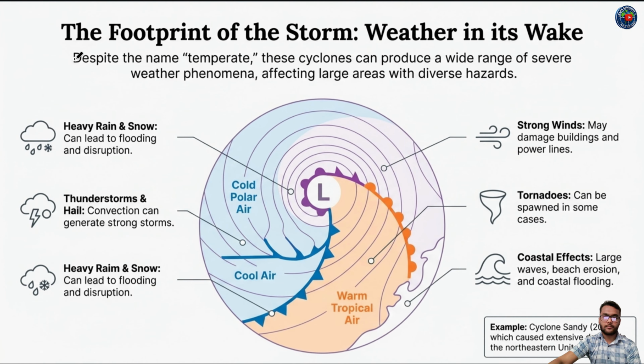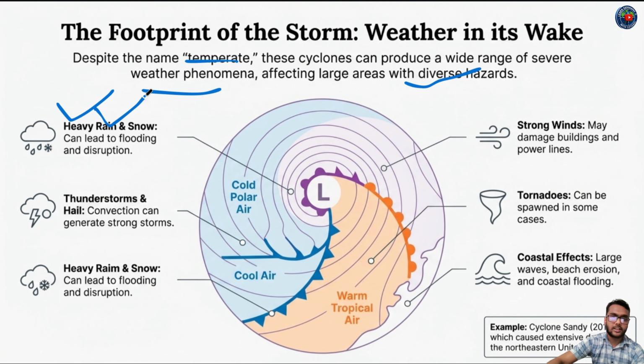The footprint of the storm. Despite the name temperate, these cyclones can produce a wide range of severe weather phenomena affecting large areas with diverse hazards. First of all, heavy rain and snow can lead to flooding and disruption. Thunderstorms and hail: convection can generate strong storms. Strong winds may damage buildings and power lines. Tornadoes can be spawned in some cases. Coastal effects: large waves, beach erosion and coastal flooding. Example, Cyclone Sandy in 2012, which caused extensive damage in the northeastern United States.